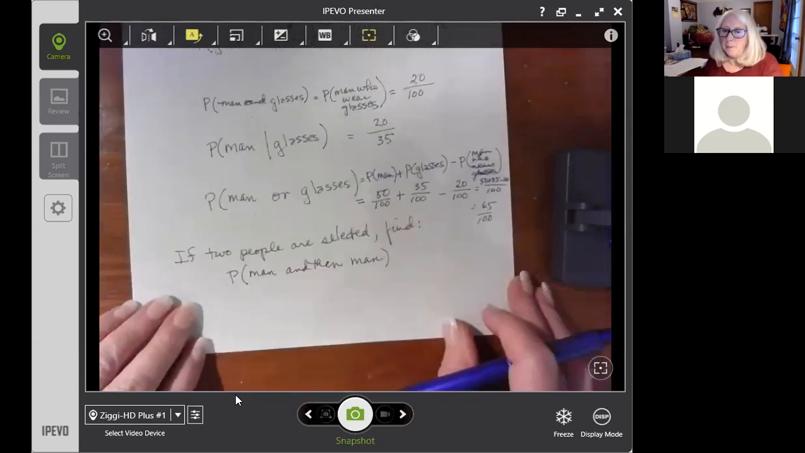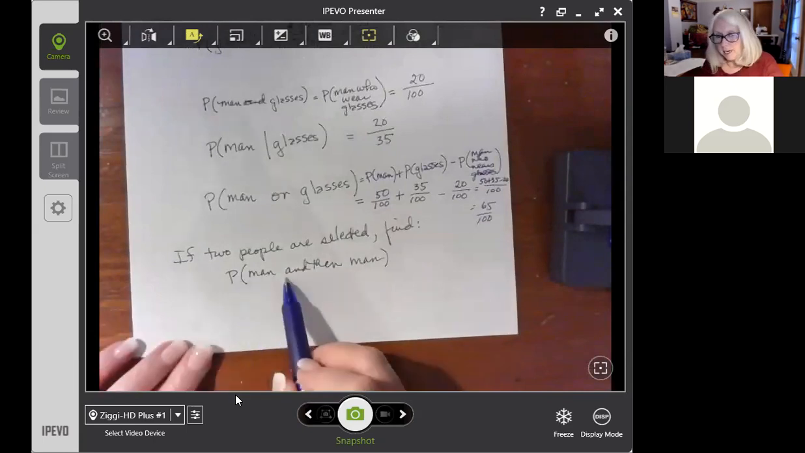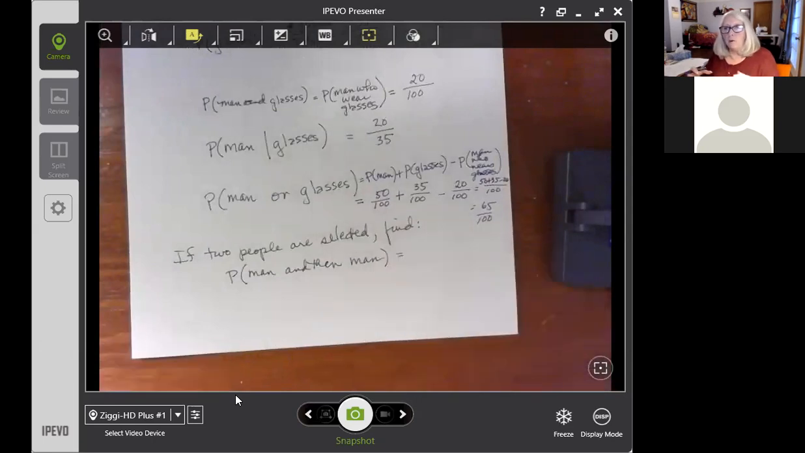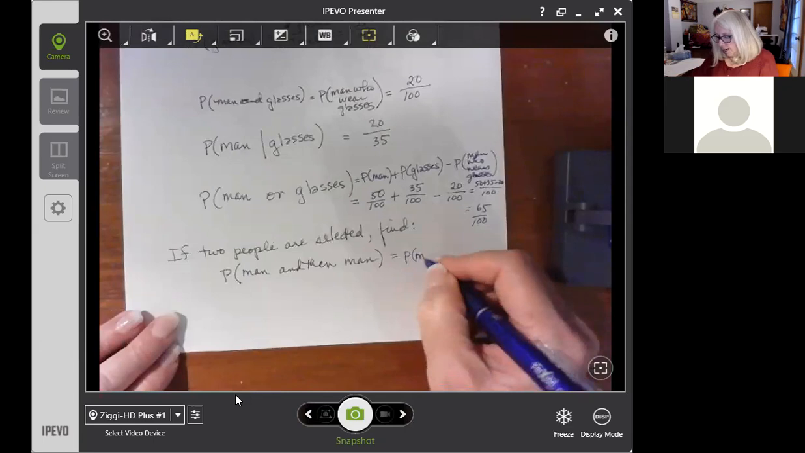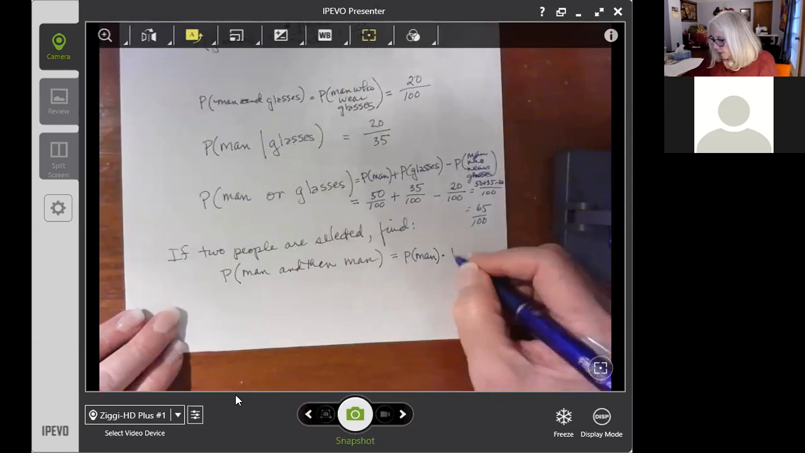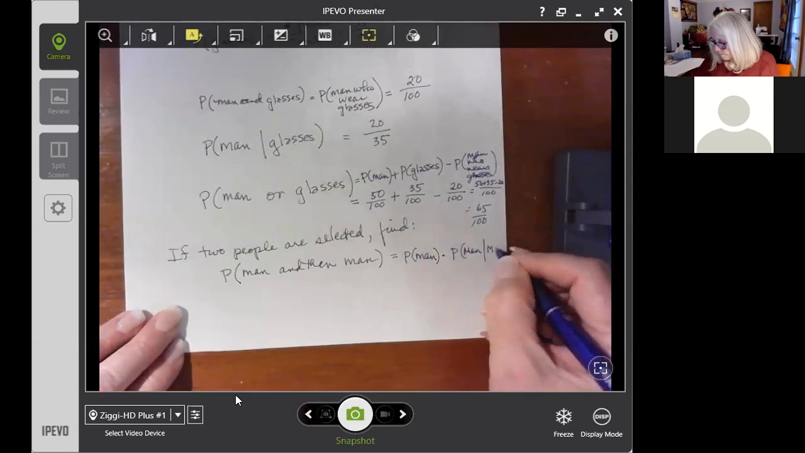And then finally, if 2 people are selected, now I know I'm dealing with the multiplication rule. What is the probability that I'll select a man and then another man? So again, you have to envision that these people all have their name and their gender and whether or not they wear glasses on a piece of paper, and you just throw them all in a big hat, and then you pull out one and then you pull out another. So this is the probability of selecting a man with the first selection, and then the probability of selecting another man given that the first one was a man.